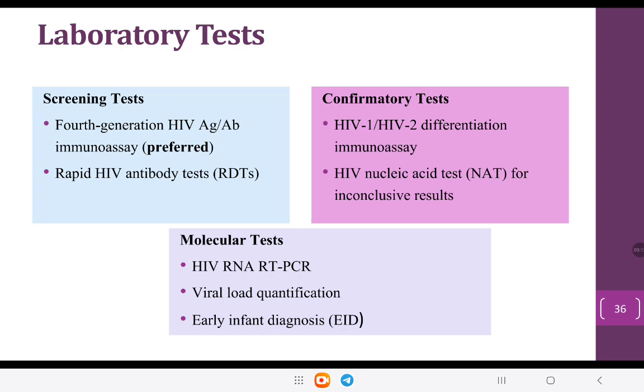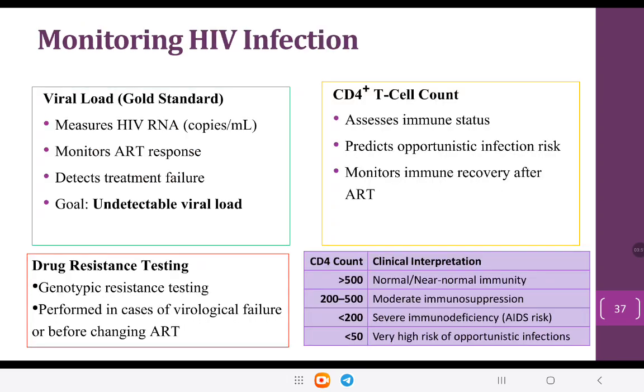We need to confirm a screening test which becomes positive. We use a confirmatory test like a different immunoassay to differentiate which type of infection the patient has, HIV1 or HIV2. After that, we can also use PCR as a confirmatory test, HIV nucleic acid, for inconclusive or doubtful results. Other tests are molecular tests such as HIV RNA viral load quantification, which is very important in treatment monitoring of the patient, and early infant diagnosis if a mother is infected with HIV.